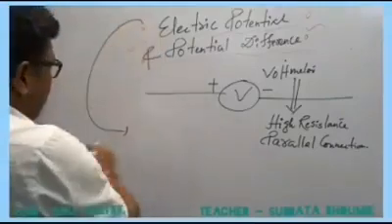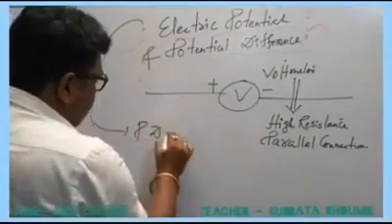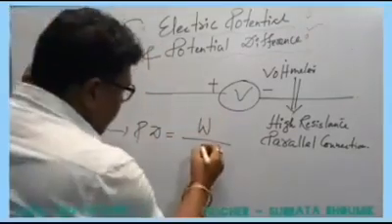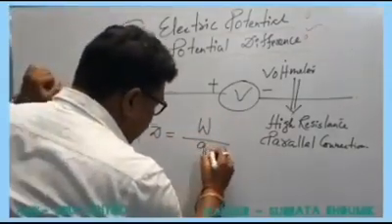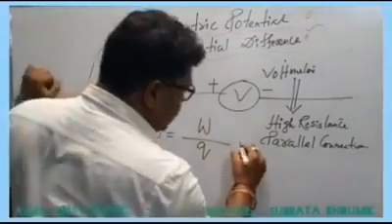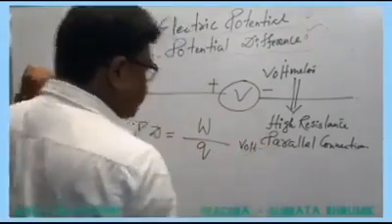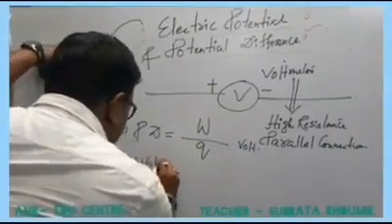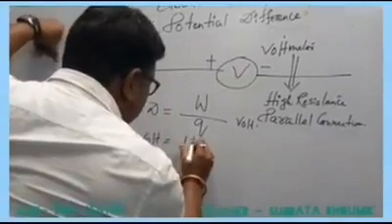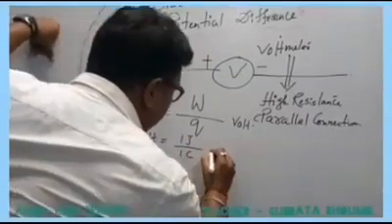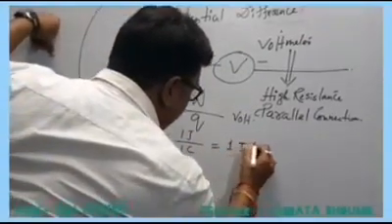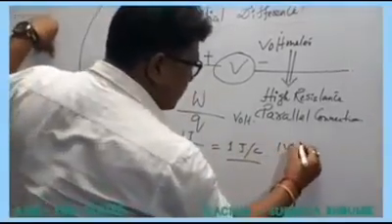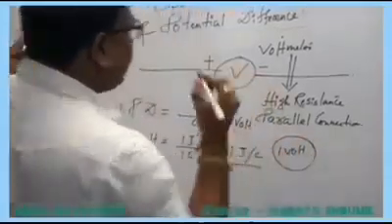So now, what is potential difference? The formula is work done, denoted with W, upon electric charge, denoted with Q. Its unit is volt. So 1 volt is equal to 1 joule per coulomb. Is it clear, everyone?